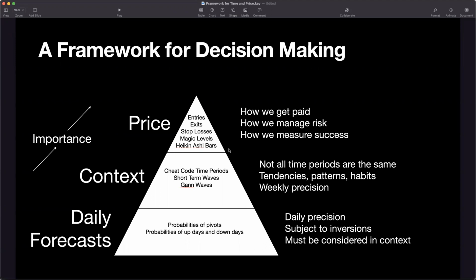I've also added Heikin-Ashi bars to the framework, because I found that those tend to filter out a lot of the noise in the market, and that filtering is really important when you're trying to make consistent, repeatable decisions. So we've got an upgraded price model in our framework. The context remains the same. We still look at cheat code time periods, short-term waves, and Gann waves when establishing context. And then finally, the least important part of the whole model is the daily forecast. These are probabilities of up days and down days and pivots.